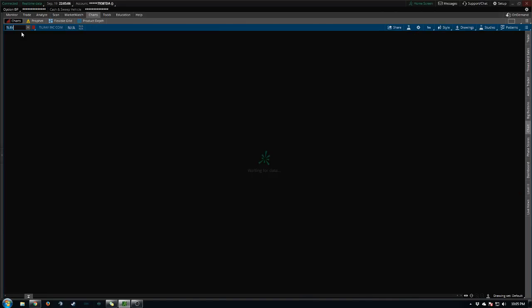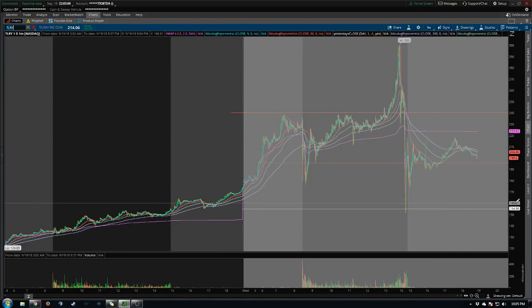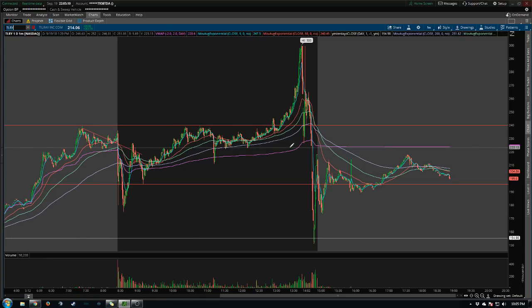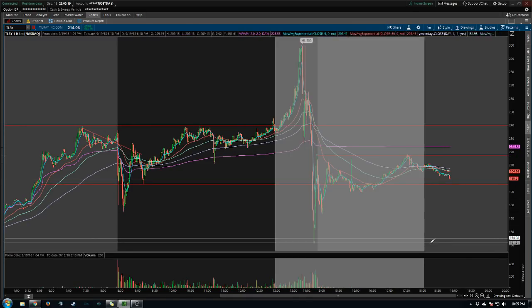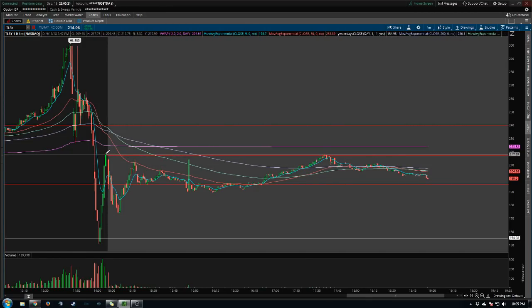Addressing the elephant in the room, of course, would be TLRY. Planning on a squeeze up, man. All the shorts that either got in late day here right at the bell that took chances. You see this crazy candle at the end of the day here, even on the 1 minute.